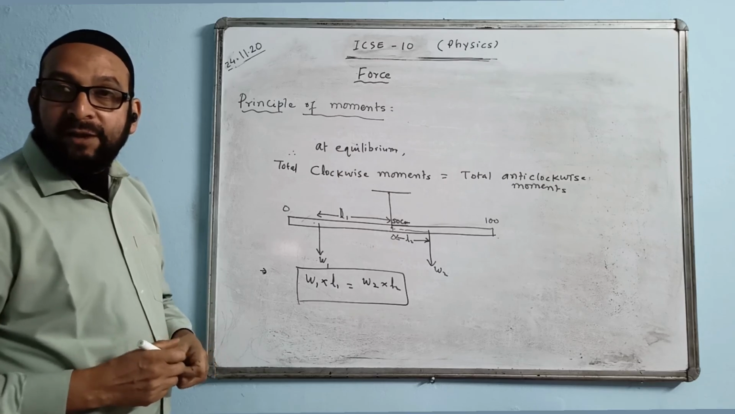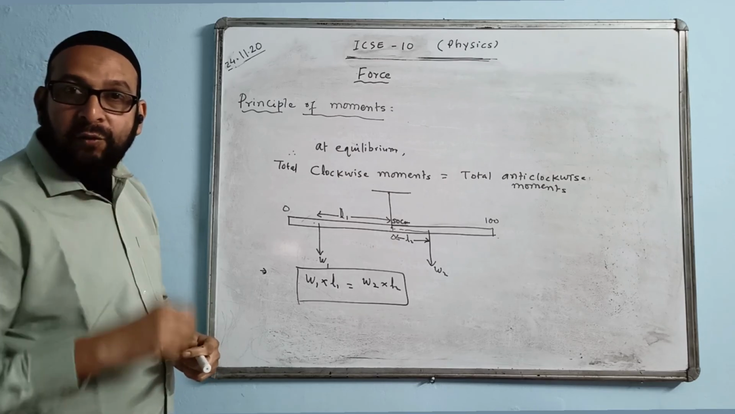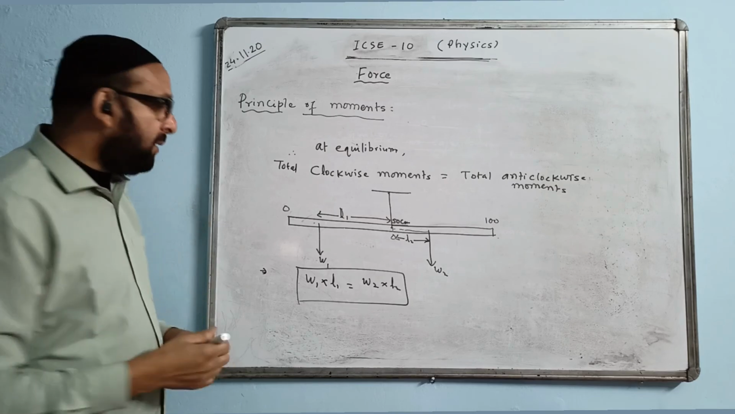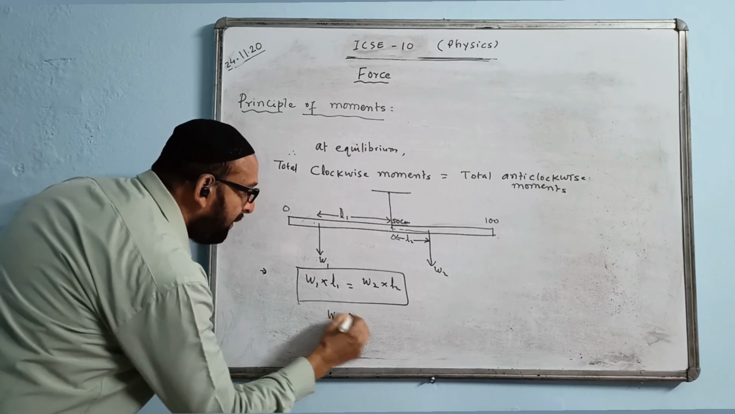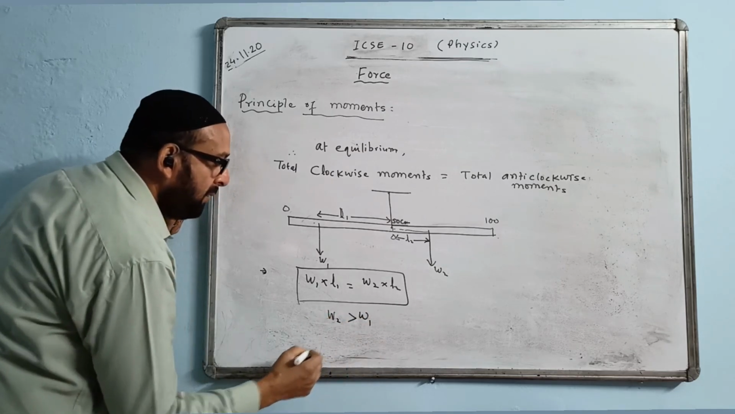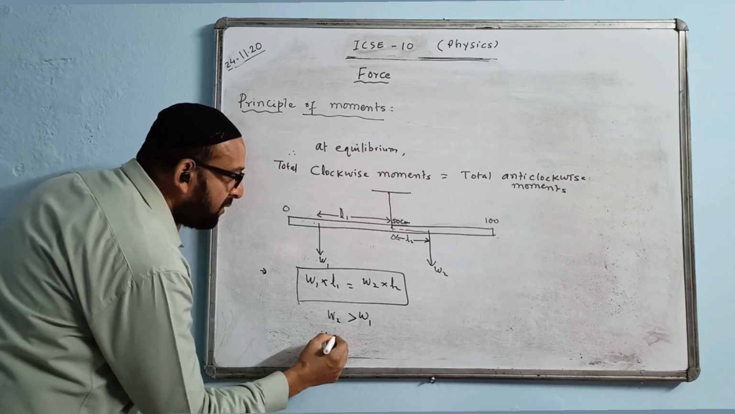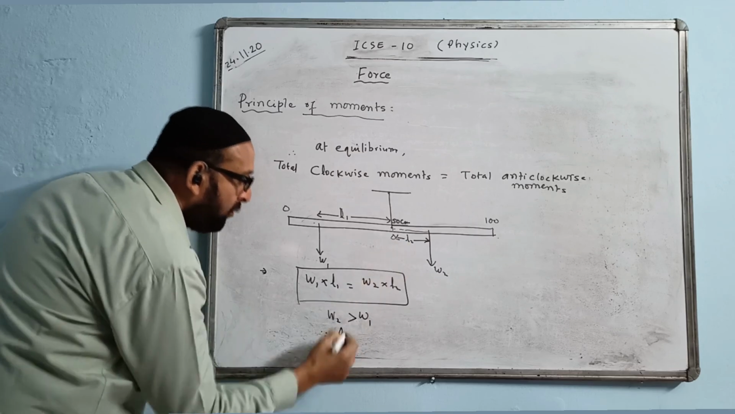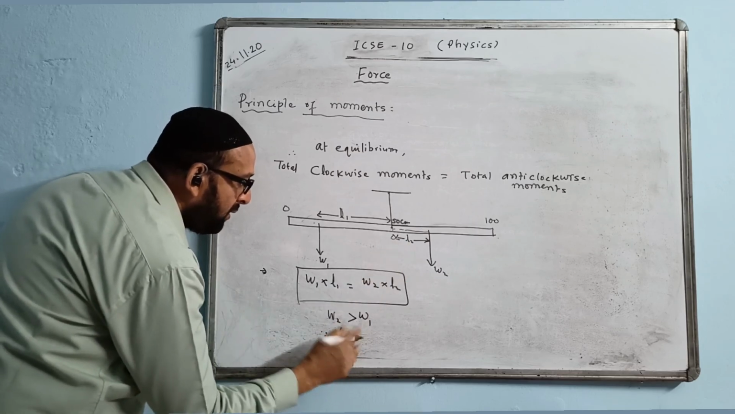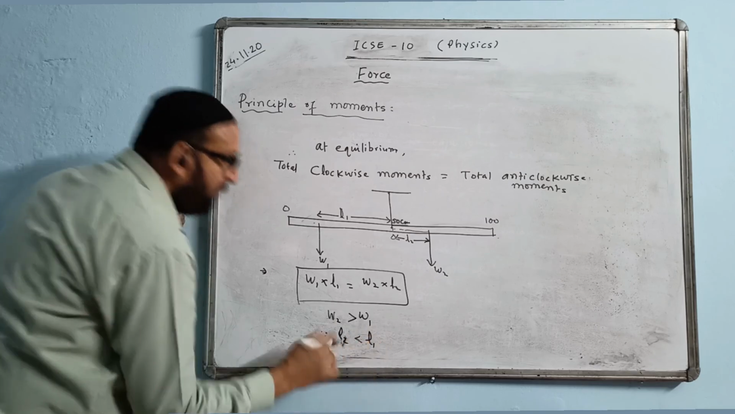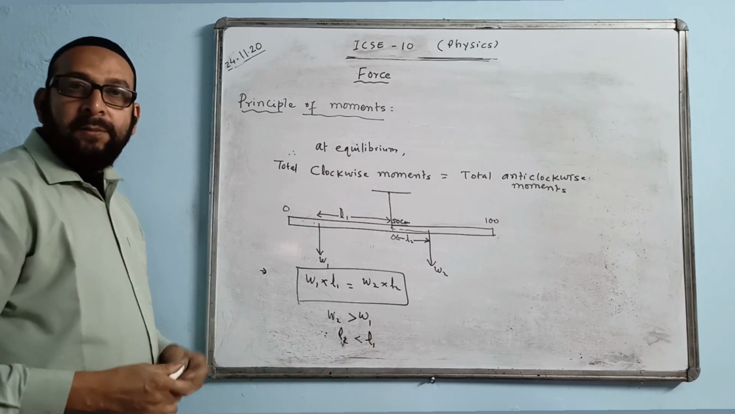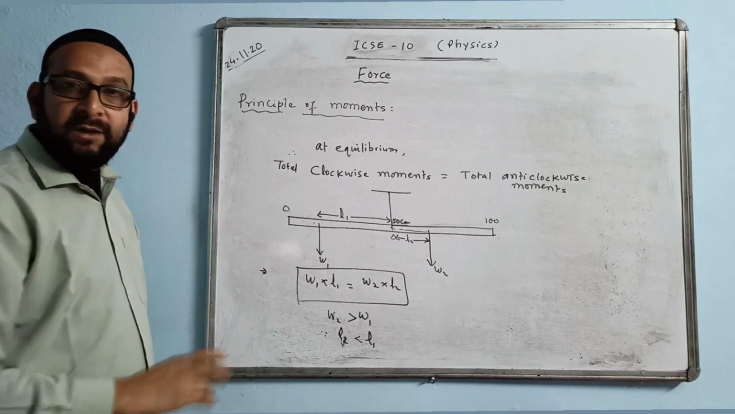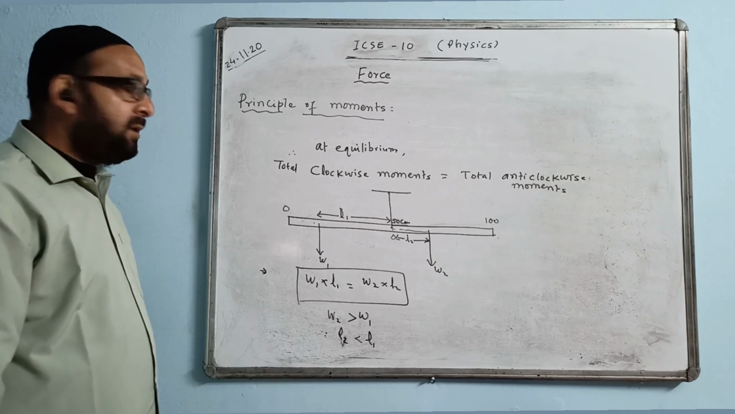When the distance from the pivoted point to the line of action of force is smaller, then the force will become bigger. We will be writing: W2 will be bigger than W1, since, the reason we give, L2 is smaller than L1. This is the sign of smaller. When the distance is less, force is more. When the distance is more, force is less. So that is the idea behind this question.